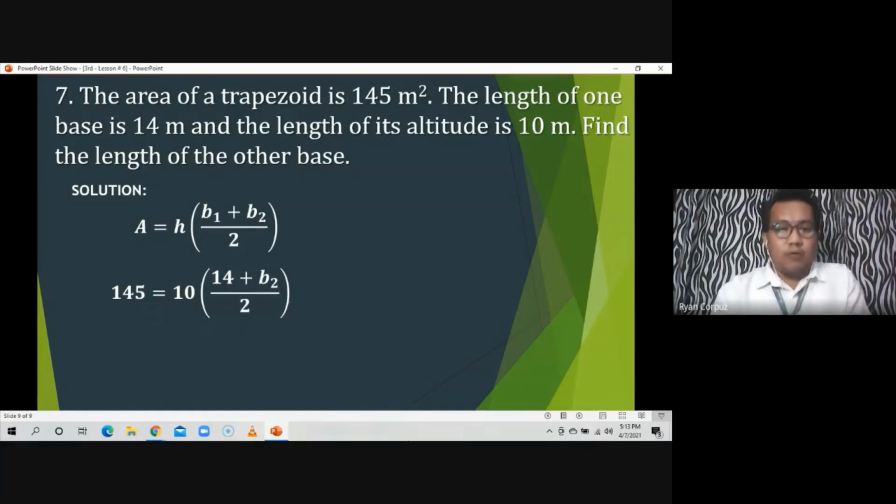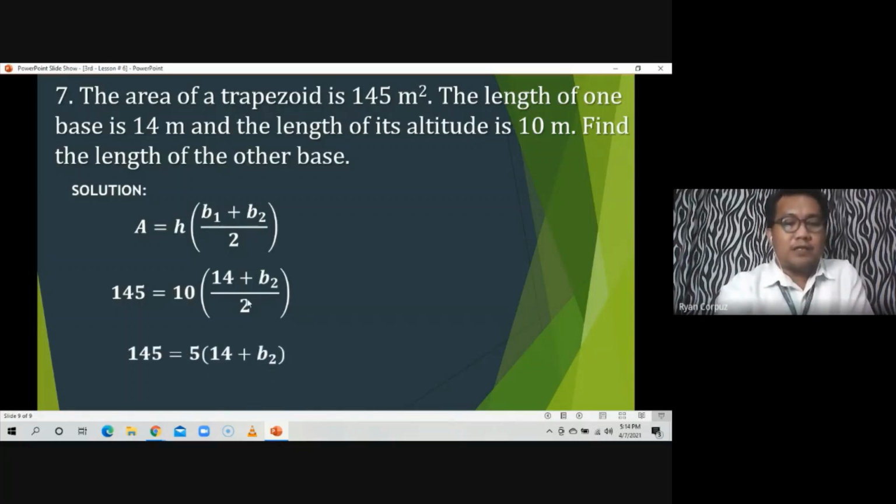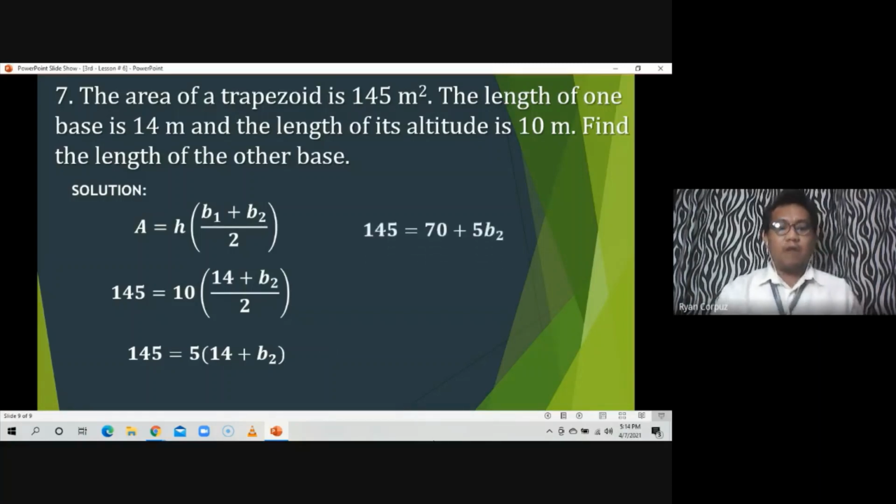Then what we're going to do next, since 10 here is exactly divisible by 2, pwede na agad natin ma-remove yun dito by simplifying this. So we'll come up with 145 is equal to 5. Magiging 5 na. That's 10 divided by 2. That will be 5 times 14 plus b sub 2. Then we use the distributive property by multiplying here. 5 times 14 and 5 times b sub 2. So magkakaroon tayo ng 145 is equal to 5 times 14 is 70 plus 5 b sub 2.